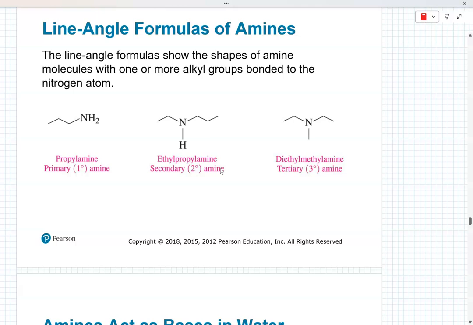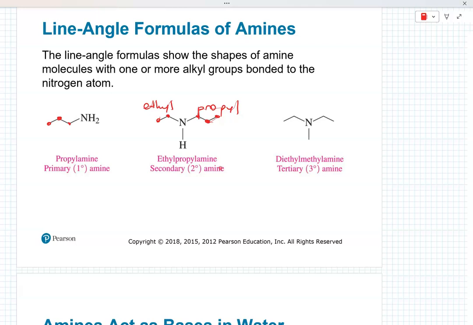Line angle formulas, I'm not sure what to enlighten you about, but are you familiar with them? So here you have primary propyl amine, because there are 3 carbons, therefore propyl. Here you have ethyl, propyl, 3 carbons, amine, and since 2 hydrogens are replaced, it is a secondary amine.